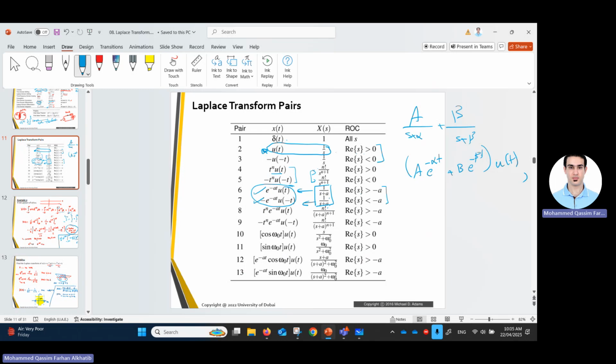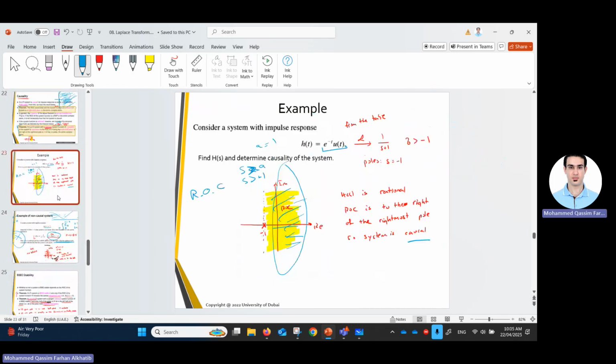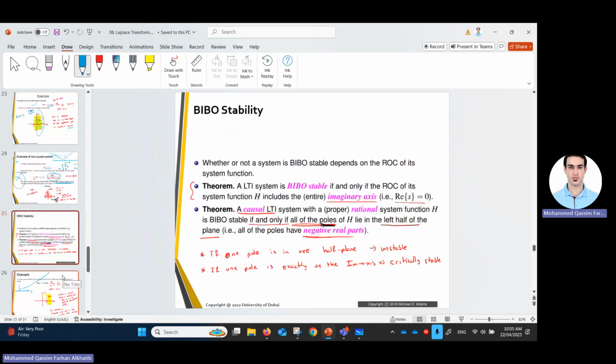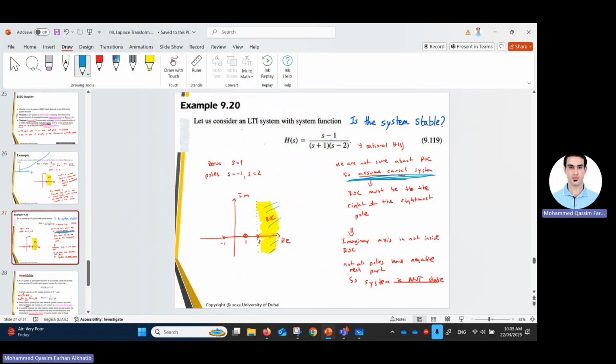But that's why I said assume causality. In the question, it says assume causal system. So you've seen why we came up with this assumption that it's causal. So you could have a causal and not causal system with the same Laplace transform. But we always assume causality.